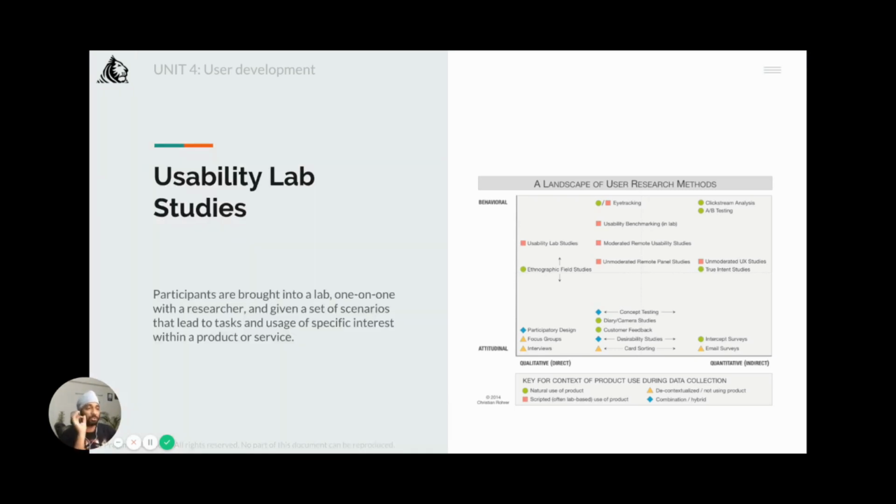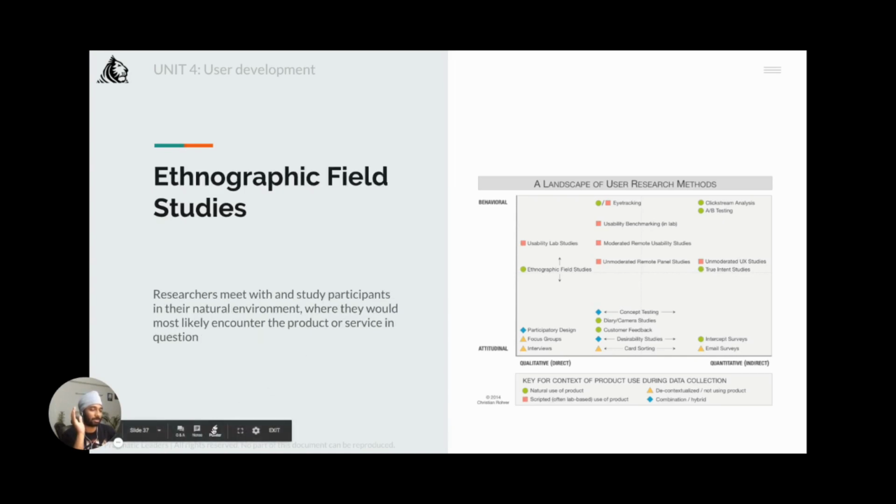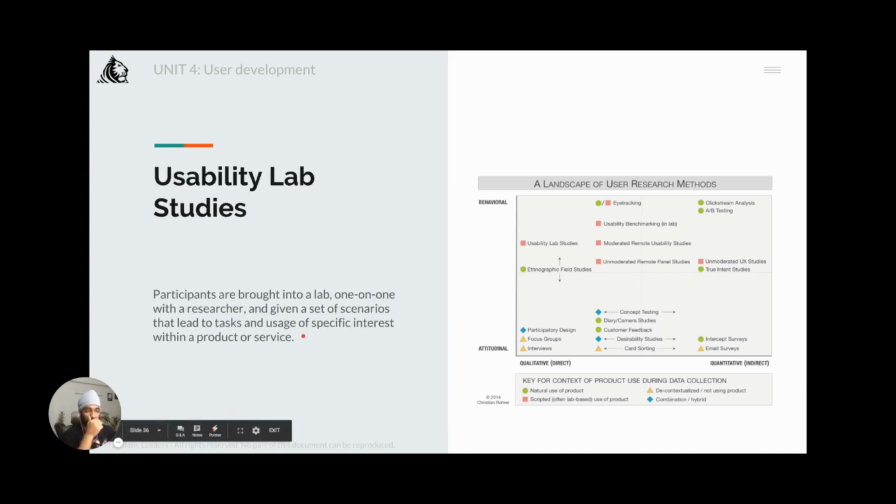To begin with, usability lab studies, right? We are starting from here. Just give me a second. Where's my pointer? Yes. So let's begin with usability lab studies.